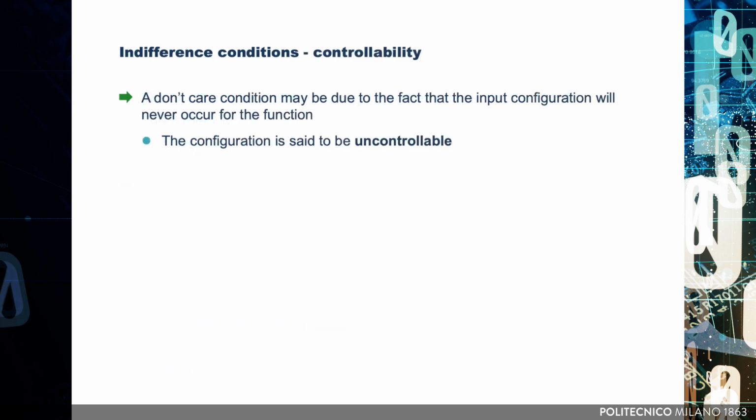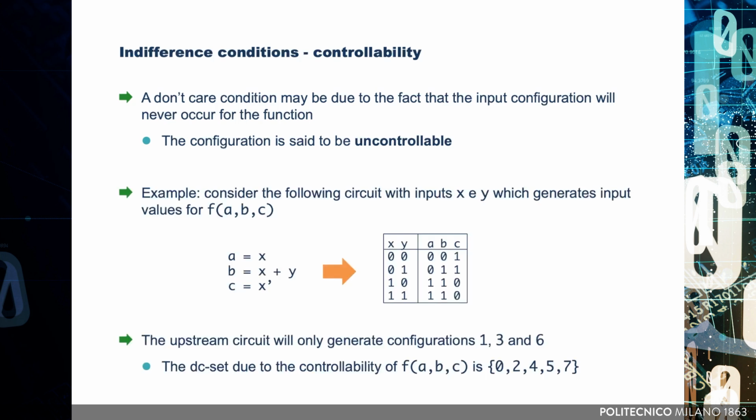A don't care condition can occur when a particular input configuration is never applied to the function. In this case, we say that the configuration is uncontrollable. Let's consider the example from the previous slide, specifically the upstream circuit of the function f of a, b, and c that we want to implement. Here we show the 3 logical equations of that upstream circuit. We then compute the truth table, which has been merged into a single table.